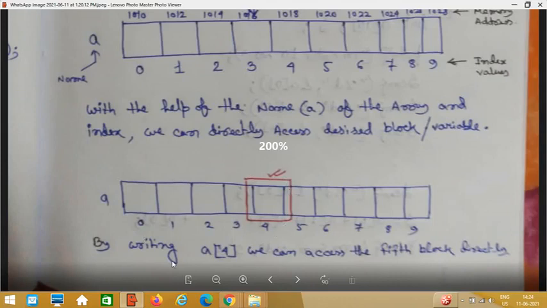So by writing a third bracket 4, just see the style: name of the array, third bracket, index of the block. With a third bracket 4, we can access the fifth block directly.